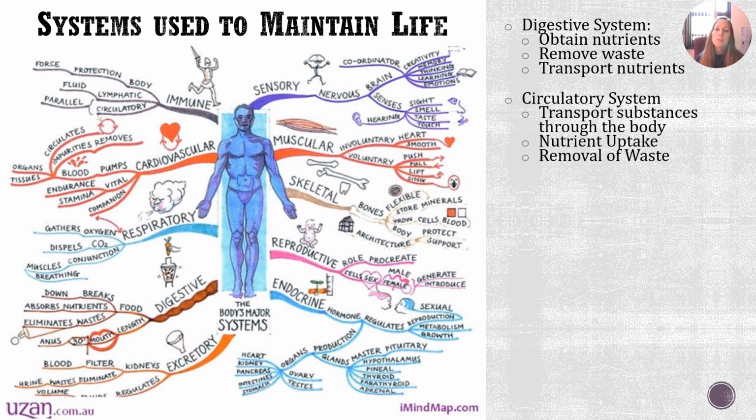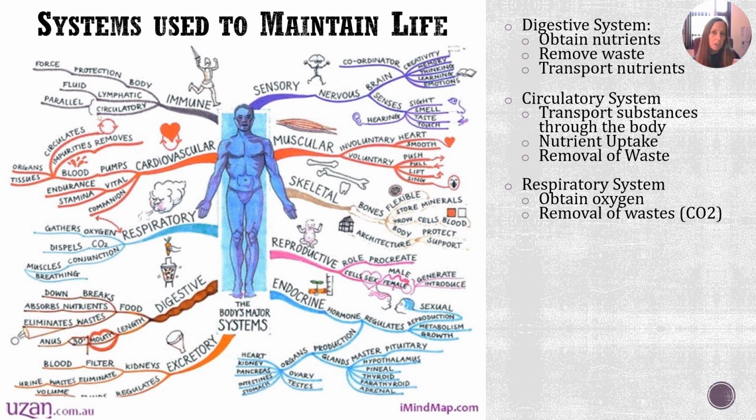Circulatory system picks up the nutrients from the digestive system and transports them through the body. So it's going to transport substances throughout the body. Nutrient uptake is one of its functions, like we just said, picks up from the digestive system, but also removal of waste. It gets the waste products from the cells and cycles them back to either the lungs or the digestive system or the kidneys to remove it from the body. Next, respiratory system. Respiratory system helps us obtain oxygen and remove CO2, right?